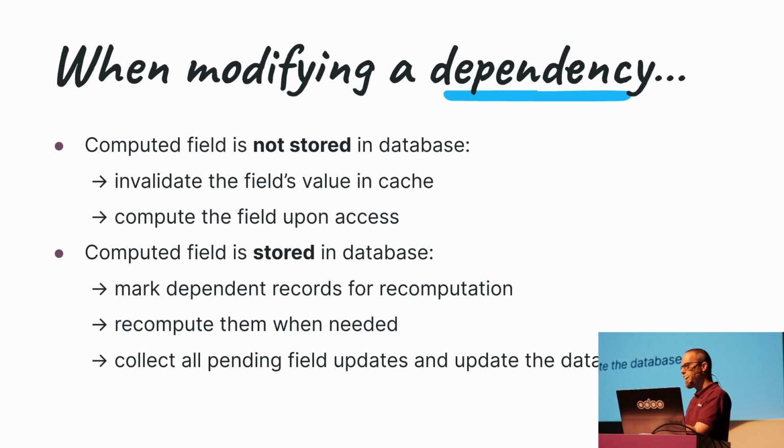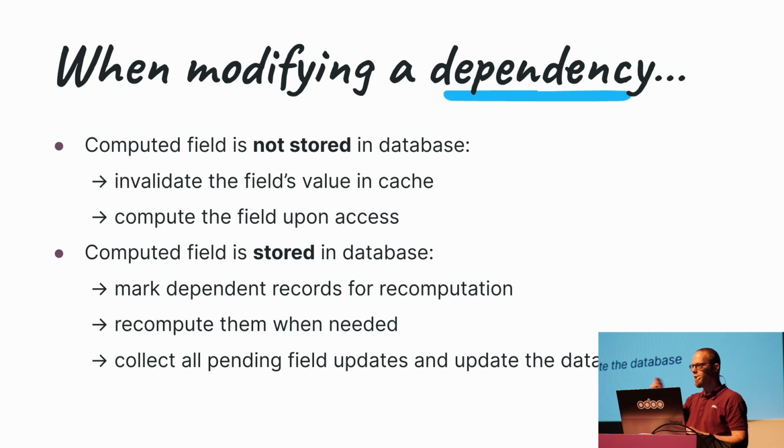And so the next time you access that field on one of those records, you'll have a cache miss because there's no longer any value in cache, or the value that's there is no longer valid. And because you have a cache miss, the ORM automatically kicks in and says, oh, in this case, you have to compute the value. And then the result will be in the cache. So that's what happens with fields that are not in the database.